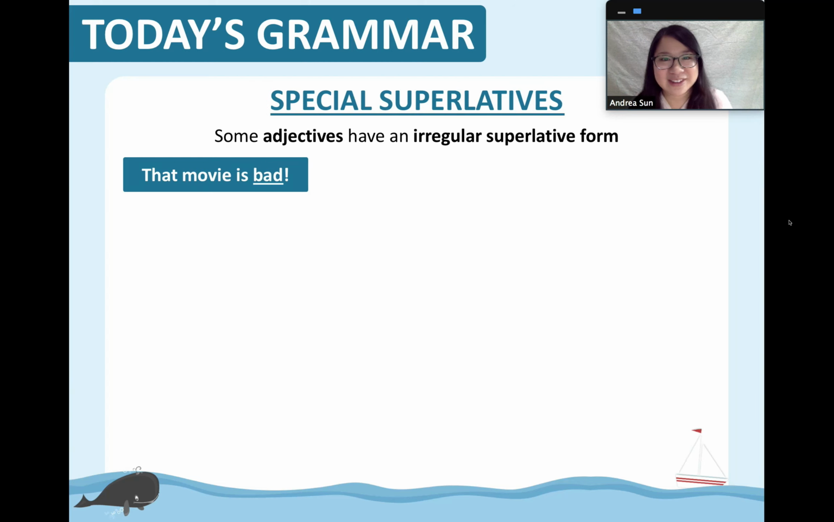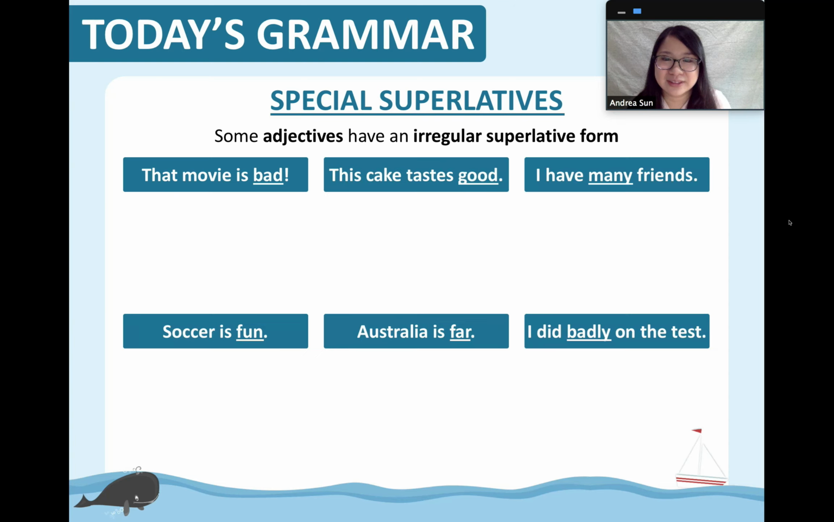Now there are some adjectives that don't follow these rules and they have an irregular form. So, look at all of these sentences. That movie is bad. This cake tastes good. I have many friends. Soccer is fun. Australia is far. I did badly on the test. Now let's change these sentences into the superlative form.